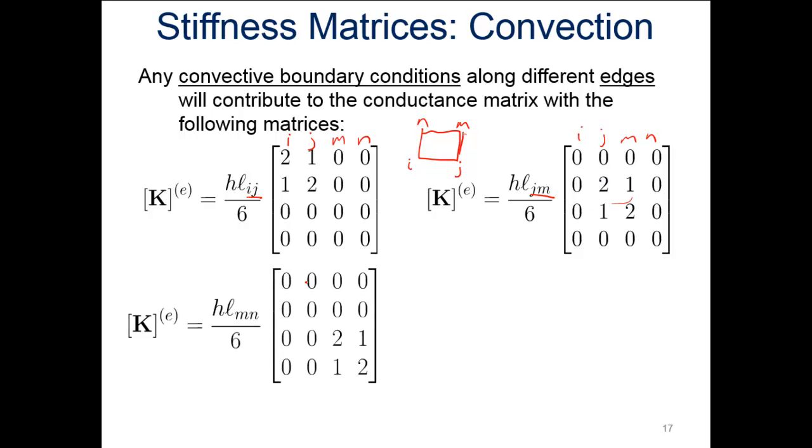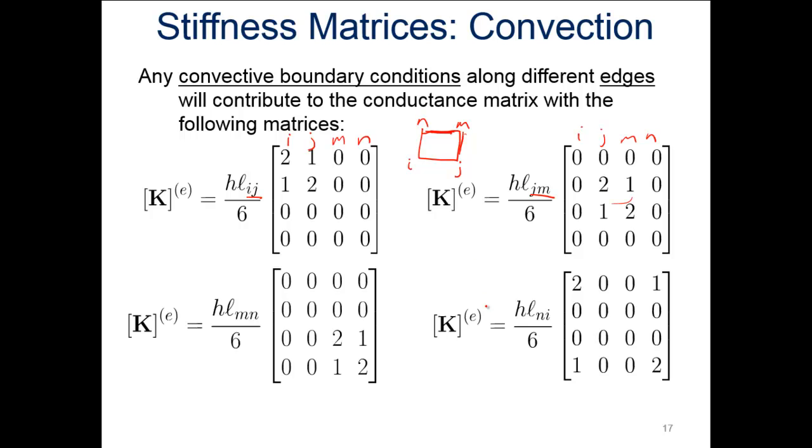All right, if we have M and M, so now we're up here on this edge here. So we're just going to include these values down here in the corner. And if we're at N and I on this edge over here, then we have just the ones in the corners of our matrix there. All right, so those are the contributions. If we have convection on that edge, we'd include one of these four stiffness matrices into the conductance one.